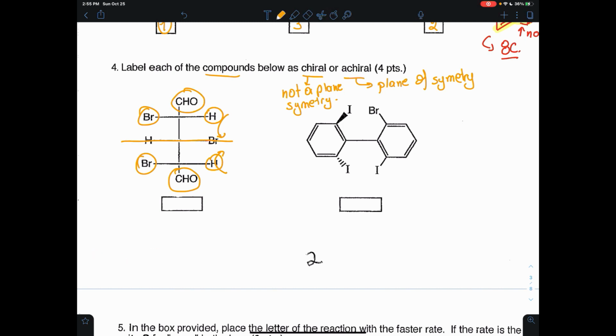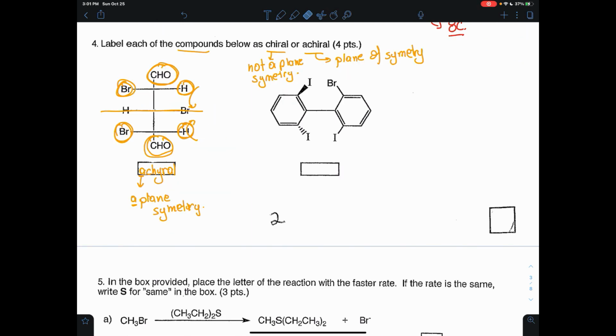So now, once I fold them, I can see that the bromine and the bromine align, the hydrogen align, and the aldehydes also align, right? So that tells me that there is a plane of symmetry and that this molecule is achiral. I know it might not make sense when I say achiral means symmetric, because the A means something that is not. But how I remember it is that achiral means there is a plane of symmetry.